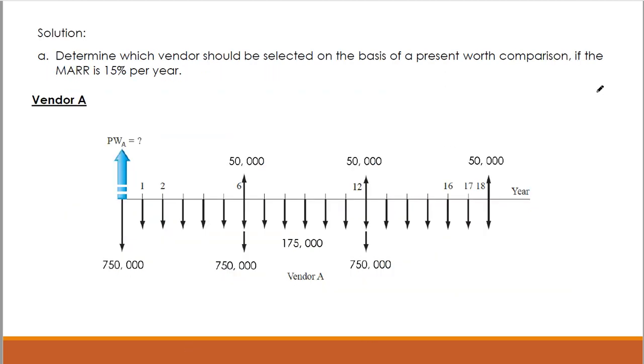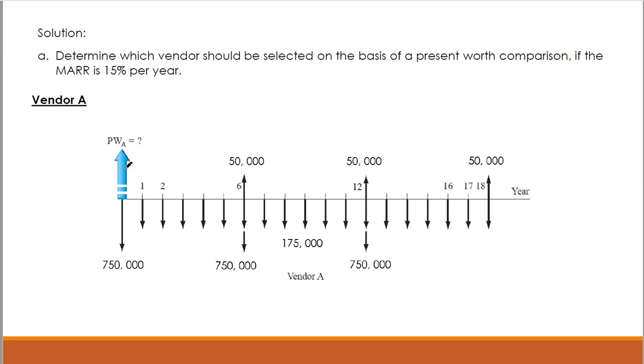Okay, so the solution for A: determine which vendor should be selected on the basis of a present worth comparison if MARR is 15% per year. So, what is their least common multiple? 6 and 9 is 18 years. For vendor A, since its lifespan is 6 years, we have 3 cycles. So what is our assumption for LCM? One cycle is the same as the next cycle, and the same as the next cycle.